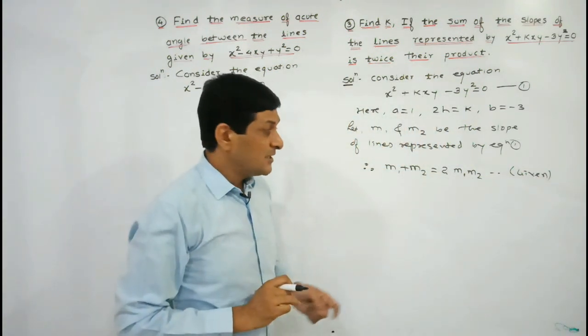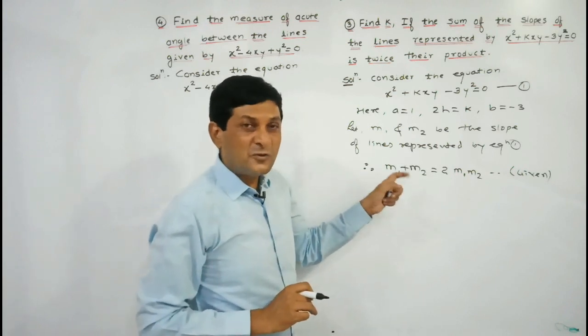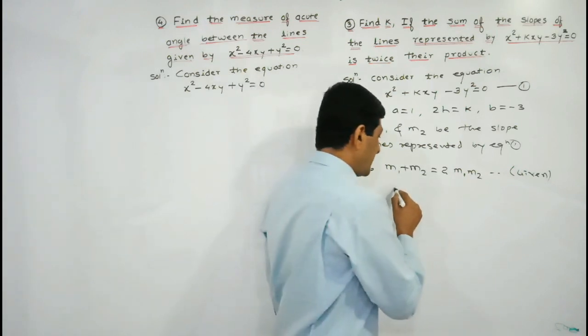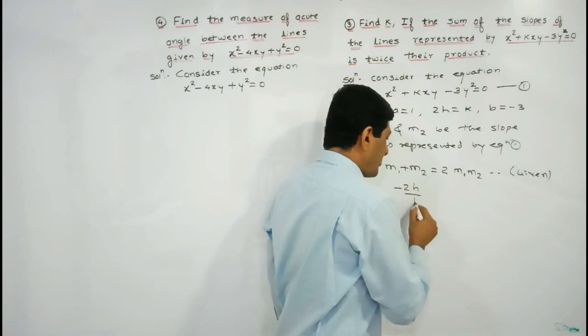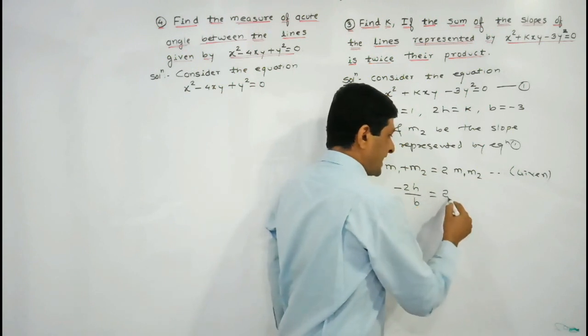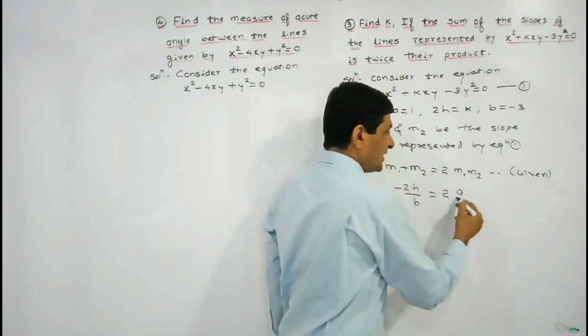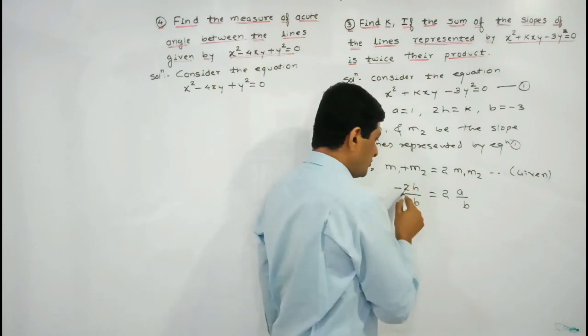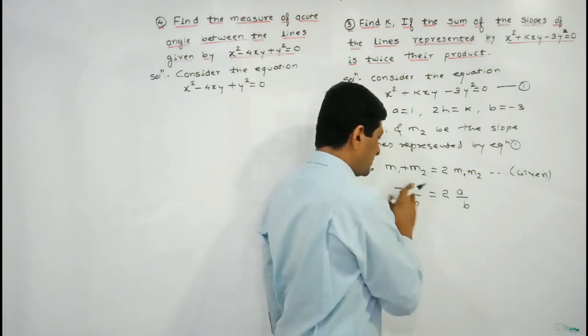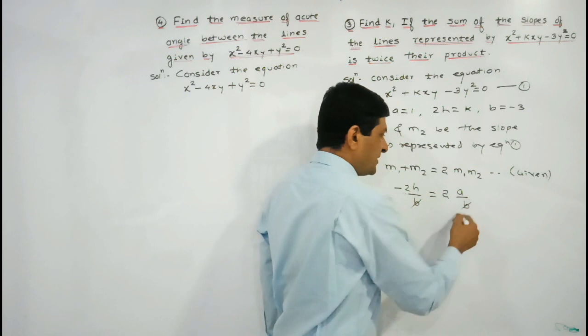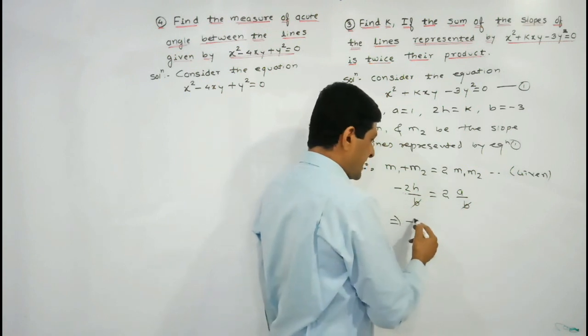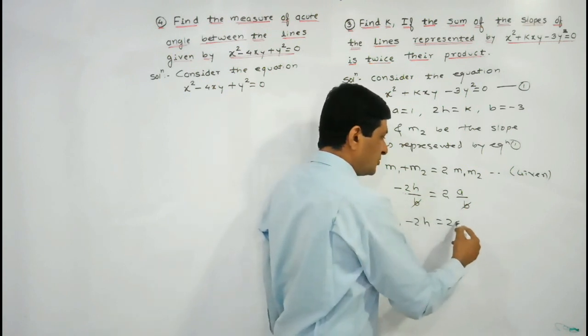Already we know the formula for the sum of the slopes: minus 2h upon b. On this side, 2, keep it as it is. m1 into m2 is a by b. Now don't cancel the 2, keep it as it is. So b and b get cancelled. This implies that minus 2h is equal to 2a.